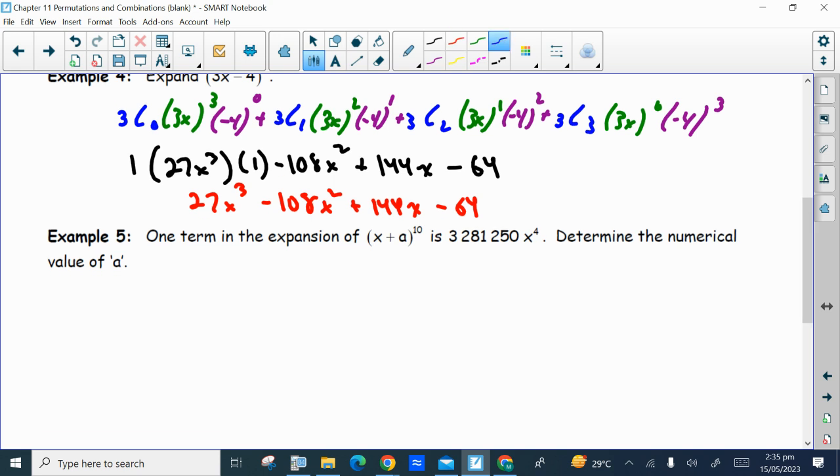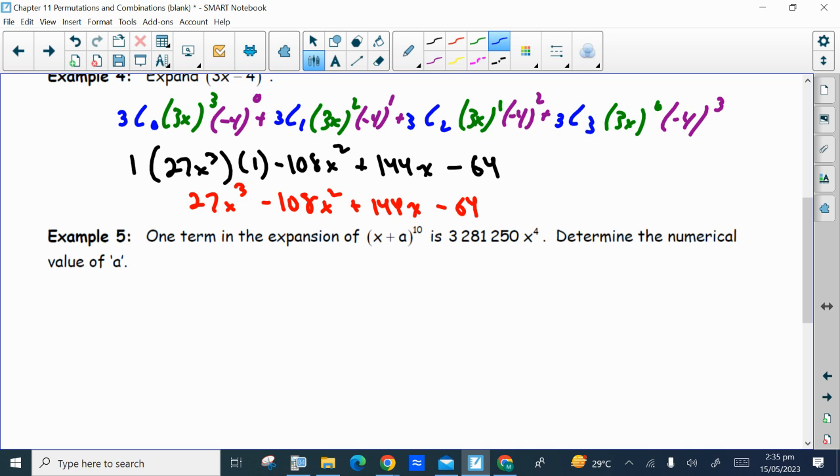So this next one shows a slightly different way you can be asked to solve a problem involving binomial expansion. One term of the expansion x plus a to the power 10 is 3,281,250x to the fourth. Determine the numerical value of a. Remember, the word determine means show your work. We know what n is in the expansion of x plus a to the power 10. N is 10. The first term of the binomial is x. The second term will be represented by a.